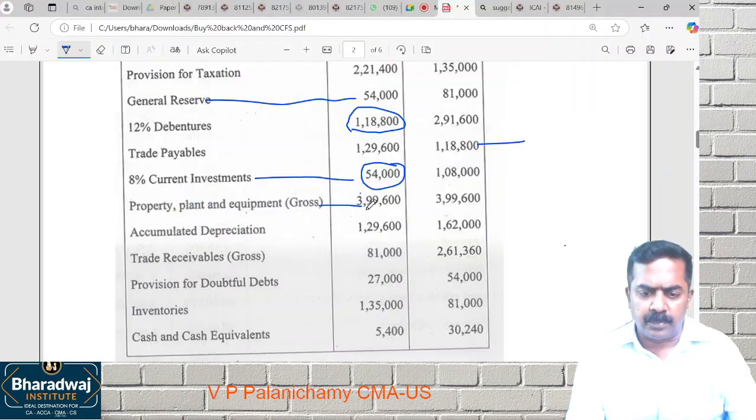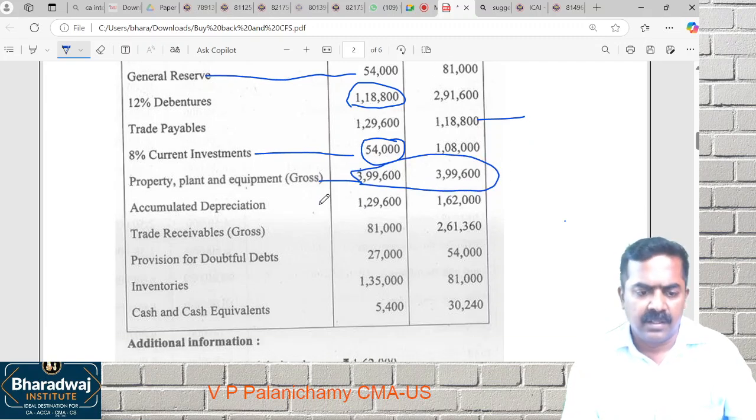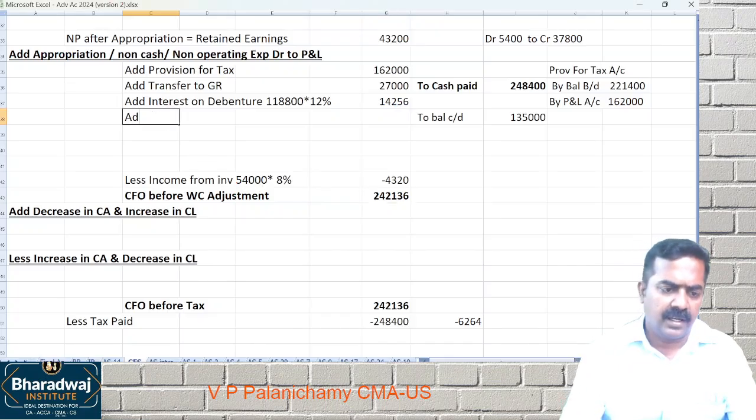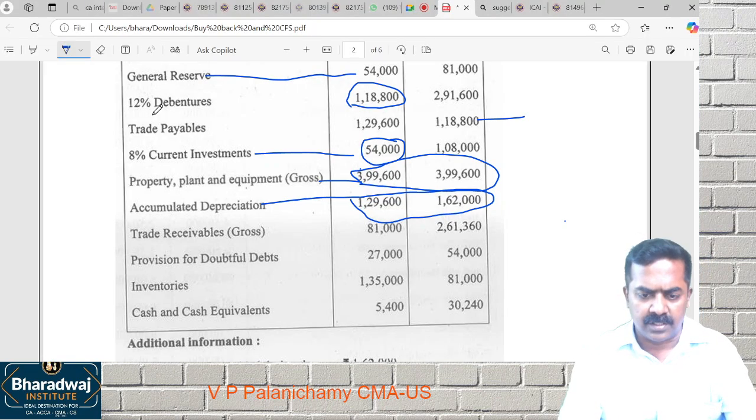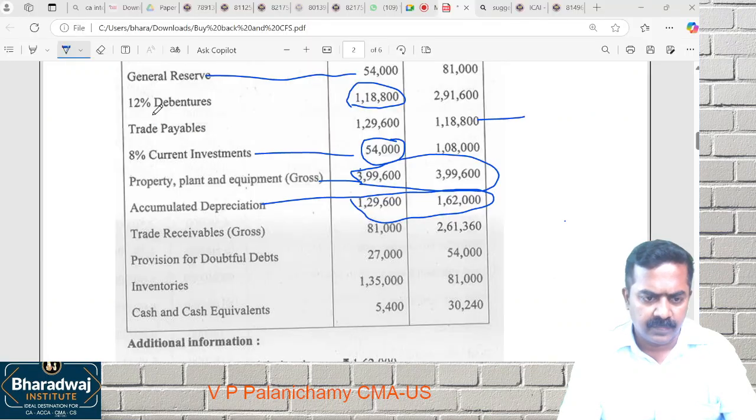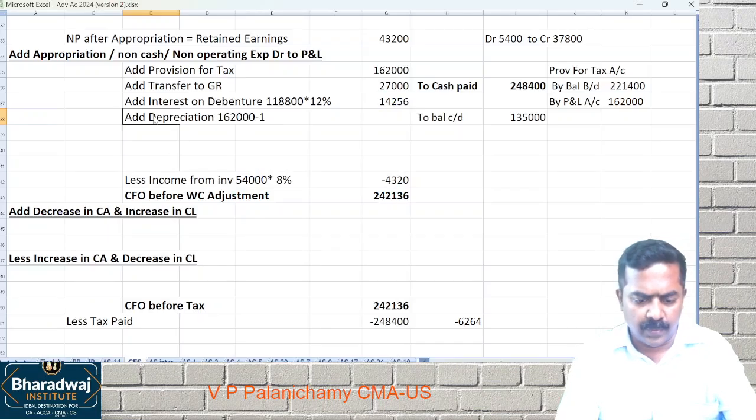Then plant, property, equipment, gross value is given to us. Gross value means cost of the asset, which means depreciation would have been charged in which account? Accumulated depreciation account. So add depreciation. No asset is sold. 1,62,000 minus 129,600.